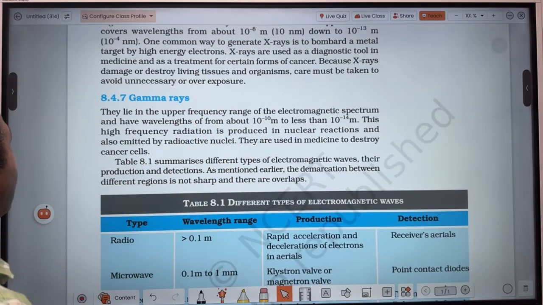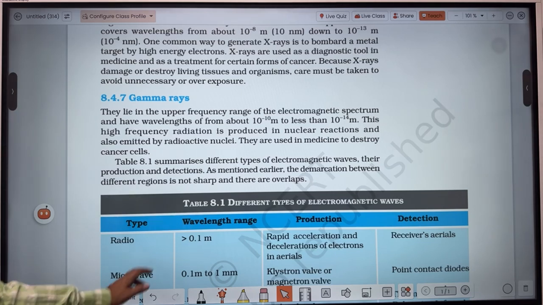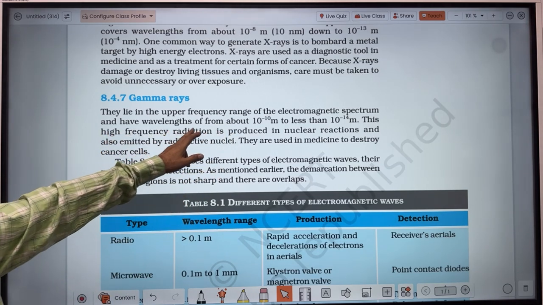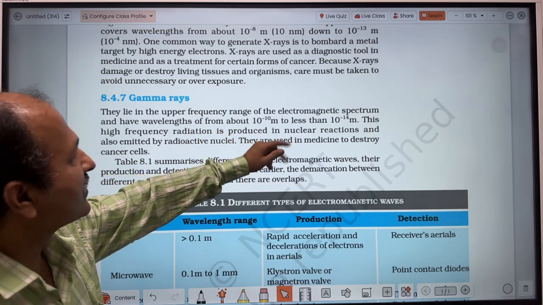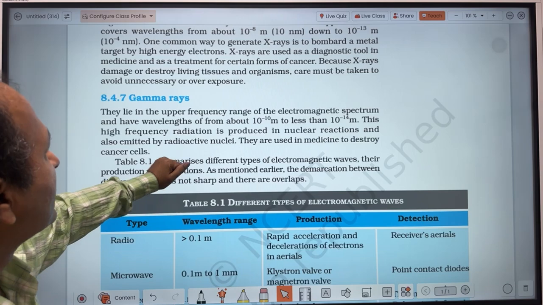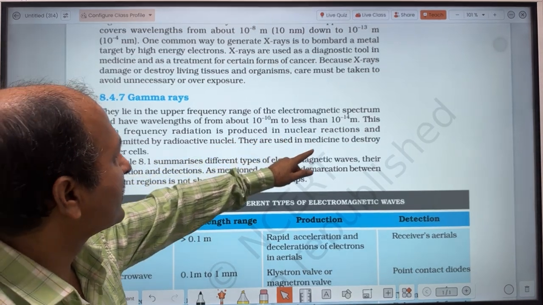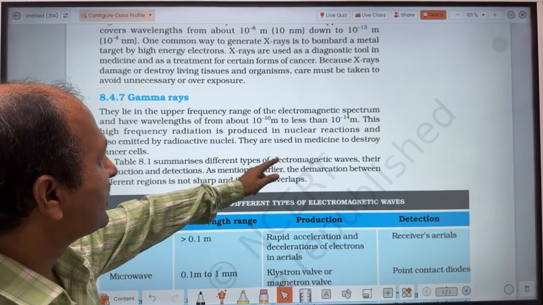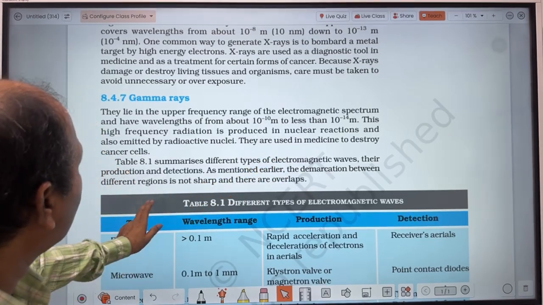Then last comes gamma rays. They lie in the upper frequency range of the electromagnetic spectrum and have wavelengths from about 10^-10 meter to less than 10^-14 meter. This high frequency radiation is produced in nuclear reactions and also emitted by radioactive nuclei. They are used in medicine to destroy cancer cells.